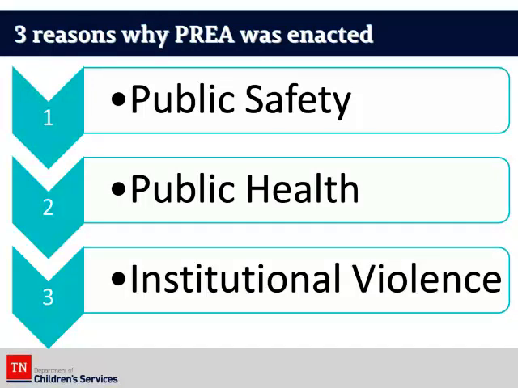There are three main reasons why PREA was enacted. The first is public safety, because those who experienced brutality and assault while in confinement were more likely to commit crimes when released. The second is because of public health, because prison rape increases the incidence and spread of sexually transmitted diseases, HIV, AIDS, tuberculosis. And thirdly, due to institutional violence. Institutional violence increases mental health care expenditures, the rate of post-traumatic stress disorder, depression, suicide, homicide, and violence.